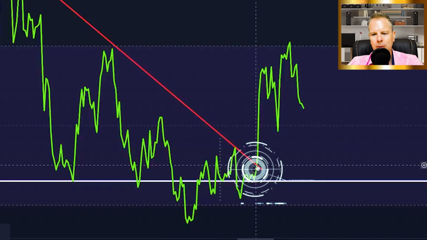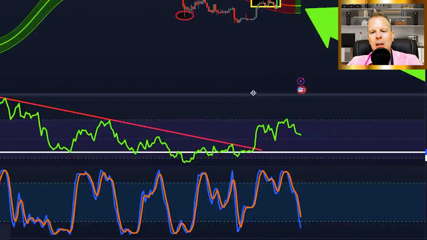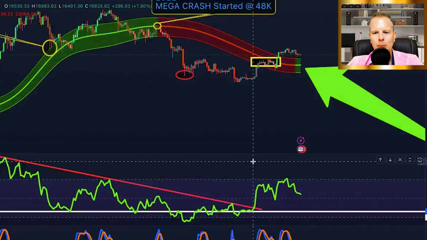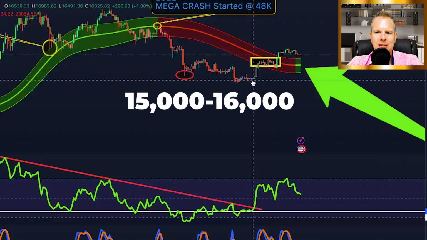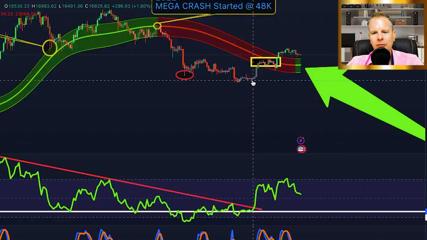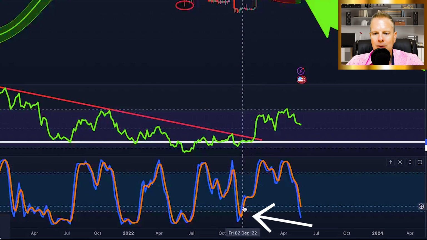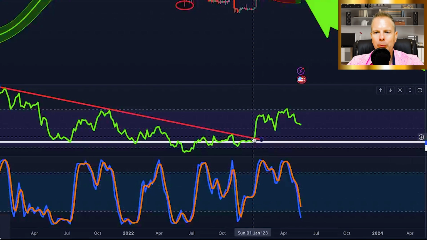We broke through, which we covered right here on the channel back in January. January was a major turning point in the market. We were still at about 15, 16K, and the facts don't lie, right? We had a cross up in the stochastic RSI. We broke out of here.